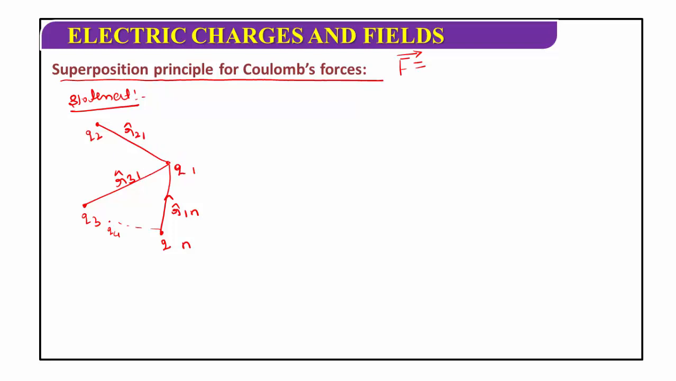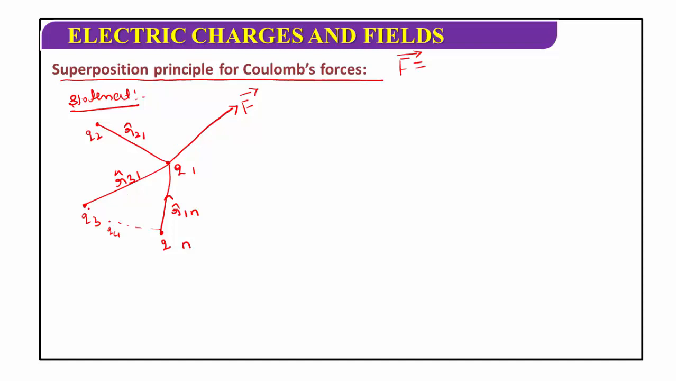Here, taking Q1 for our reference, Q2 exerts a force on Q1, Q3 exerts a force on Q1, like that Q4 exerts a force on Q1, and Qn exerts a force on Q1. When a number of charges are present, the total force on a given charge is equal to the vector sum of the forces due to the remaining charges. Suppose I consider this as the total force F.